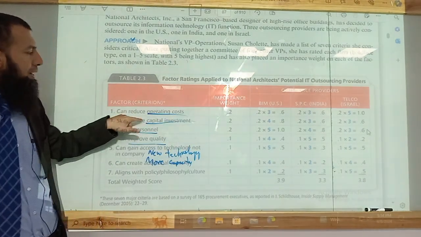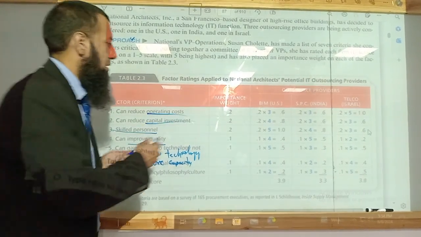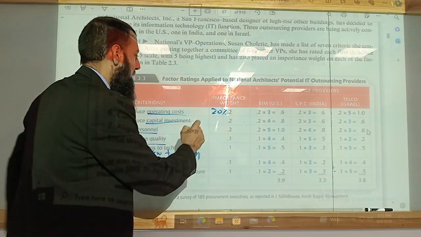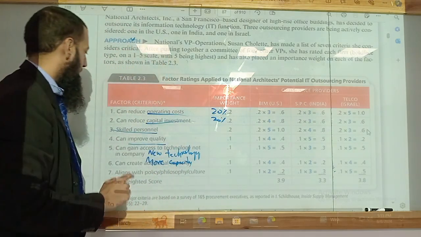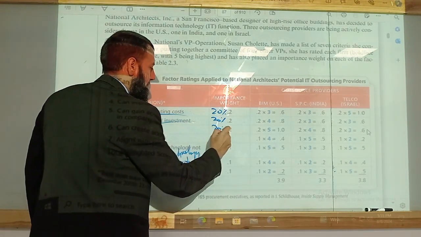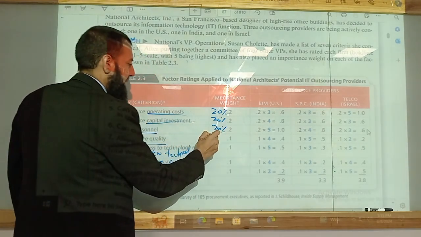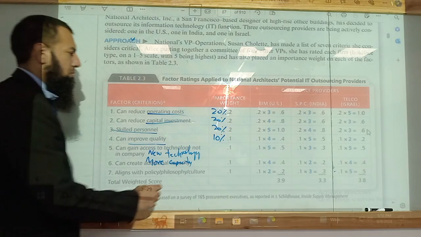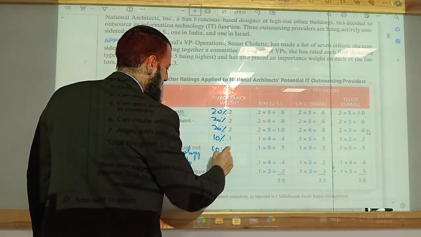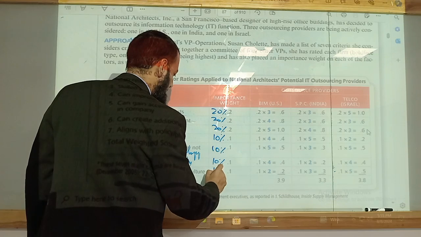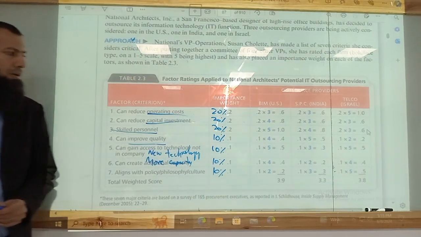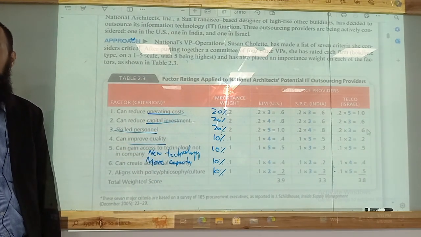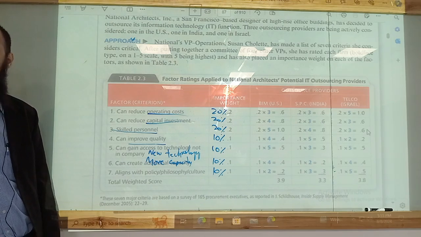Importance weight. The operating cost is 20% important. Capital investment is 20% important. Skilled personnel is 20% important. Improved quality is 10% important. Okay, so this is how you give importance to the different criteria.